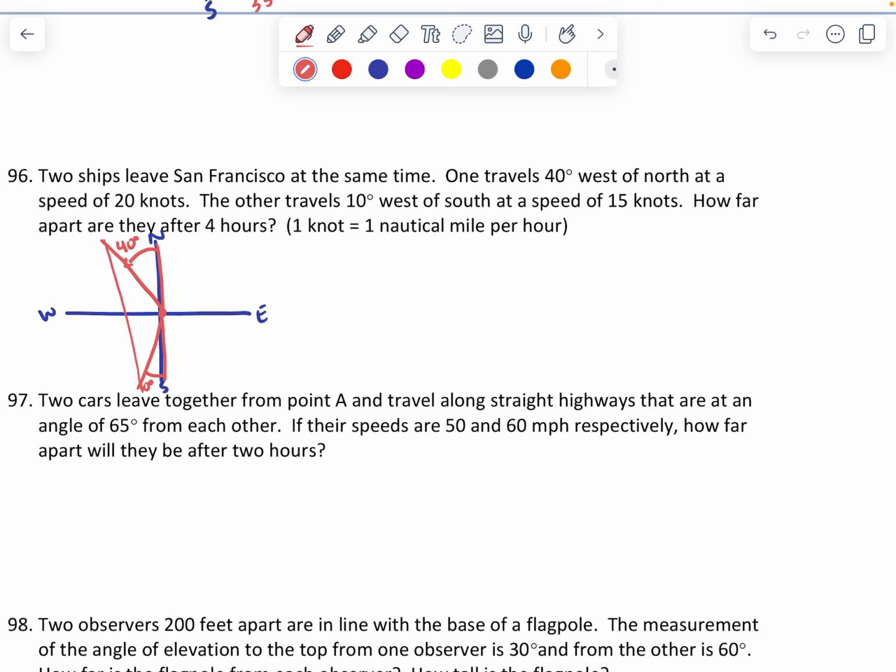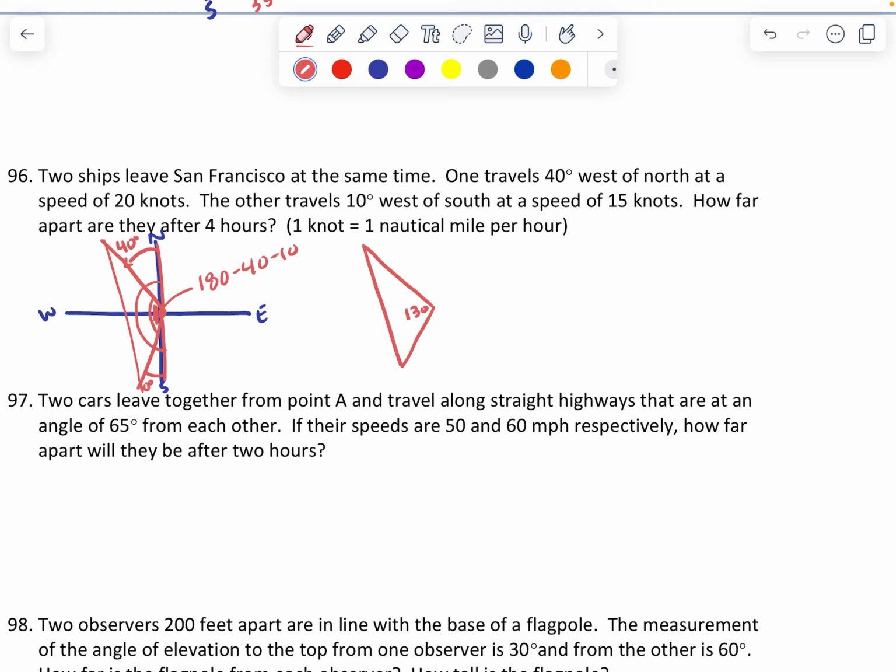You guys, exactly the same question as the dog question. Let's take the triangle out of here. So it looks something like this. Again, I need to find this angle here, which is going to be, because all of these add up to 180, 180 minus 40 minus 10, which is 130 degrees.